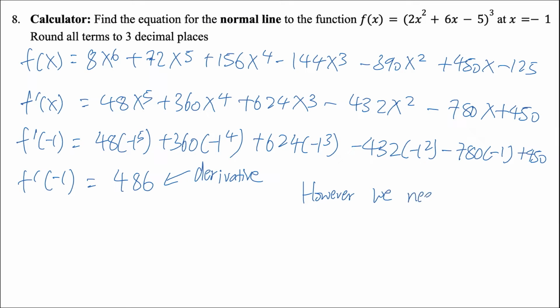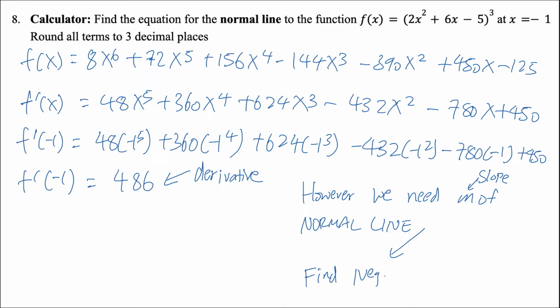But we're trying to find the slope of the normal line. So in order to find the slope of the normal line, we are going to find the negative reciprocal. So in our case, it would be negative 1 over 486.